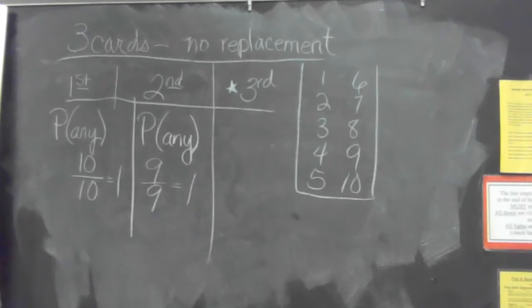Now we're at the important one. I'm going to read it again. Find the probability of selecting an odd number on the third draw. Okay, this could be interesting because we have pulled out numbers.